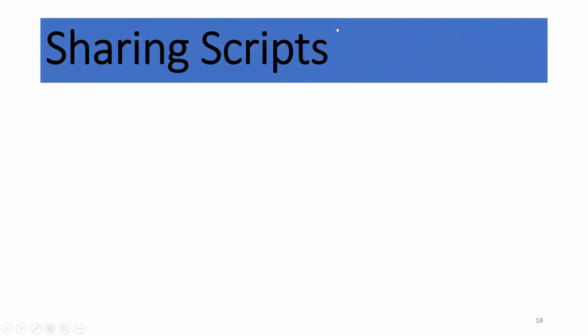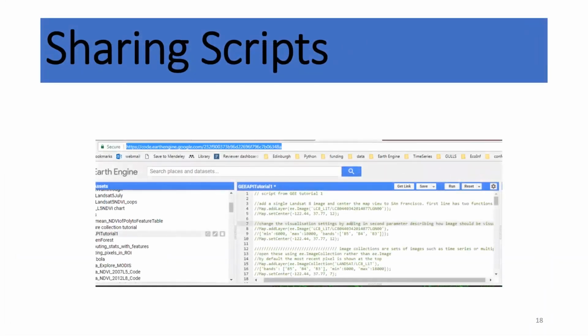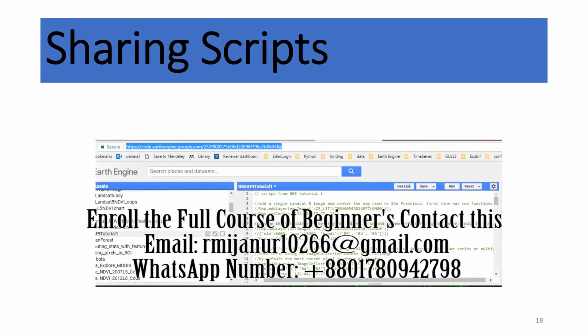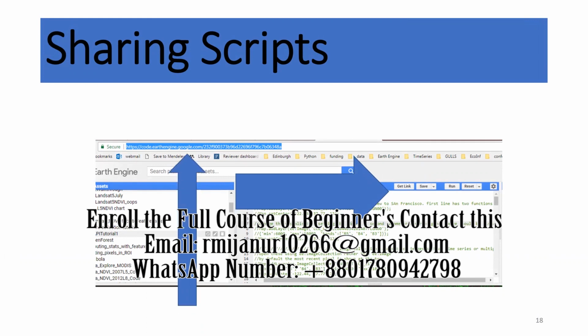So, sharing a script, we already discussed this. You can easily share the script with another person, so that this person can access this code easily. So this is the get link. You can easily click on get link, or if you want, you can simply copy this link. Then you can share this link with another person. This person will also be able to access your code and use it.